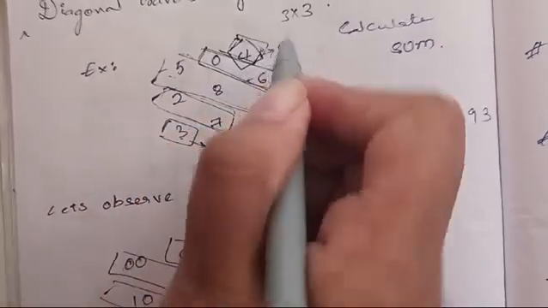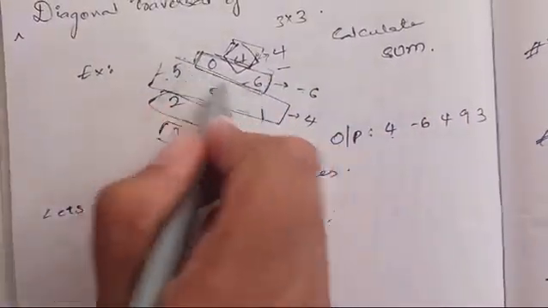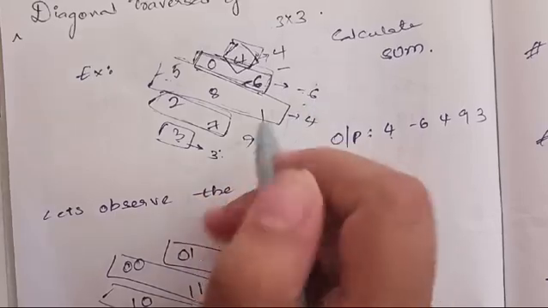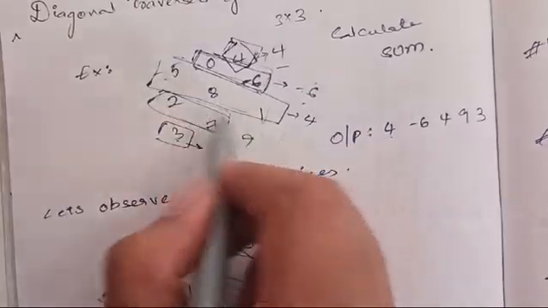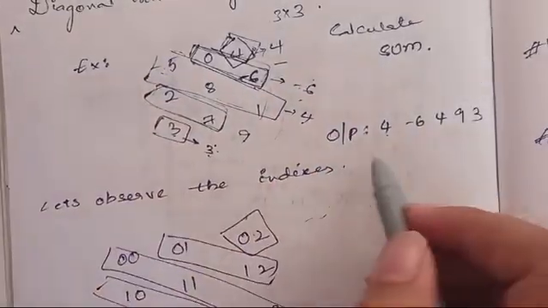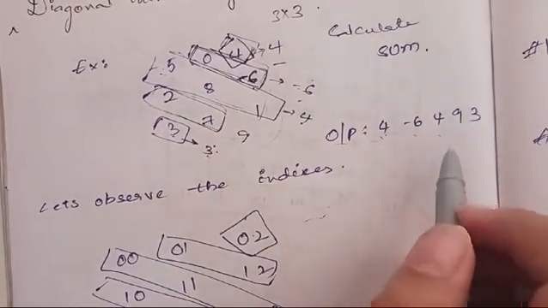This is the first diagonal, that is 4. This is the second diagonal, that is 0 plus minus 6 is minus 6. And the sum of this diagonal is 4, 9 and 3. So the output will be like 4, minus 6, 4, 9 and 3.